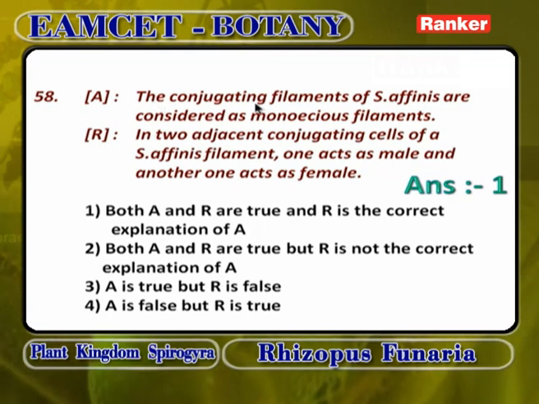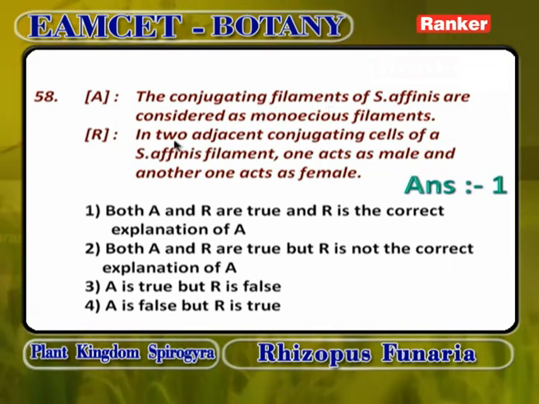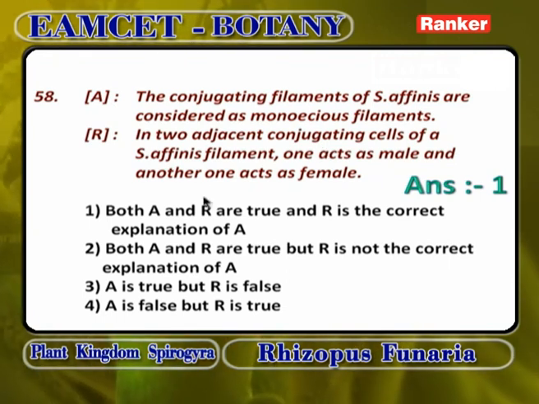The conjugating filaments of Spirogyra affinis are considered as monoecious filaments, definitely, because 2 cells of the same filament are involved in the indirect lateral conjugation. In 2 adjacent conjugating cells of a Spirogyra affinis filament, one acts as male and the other acts as female. So, the statement that the conjugating filaments of Spirogyra affinis are considered monoecious filaments is correct.